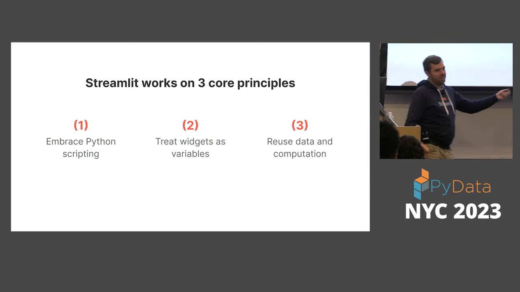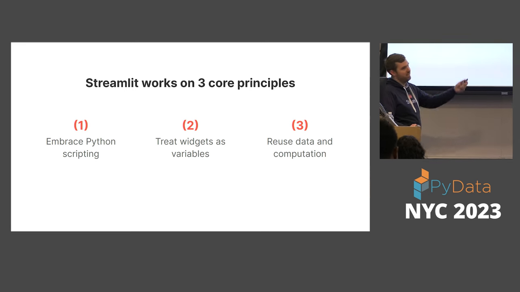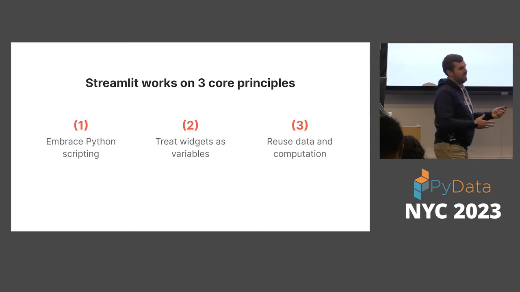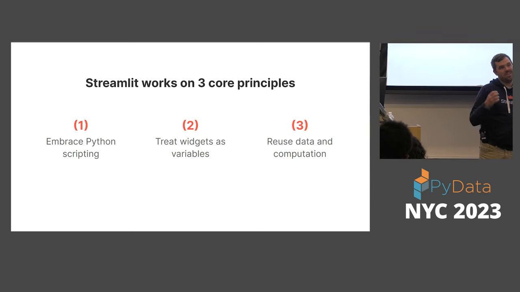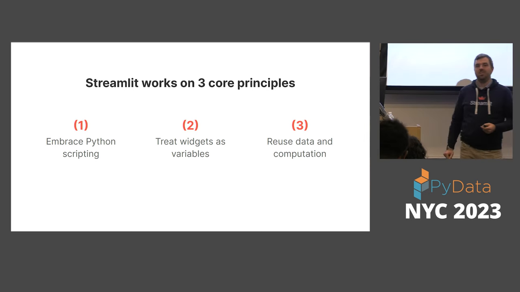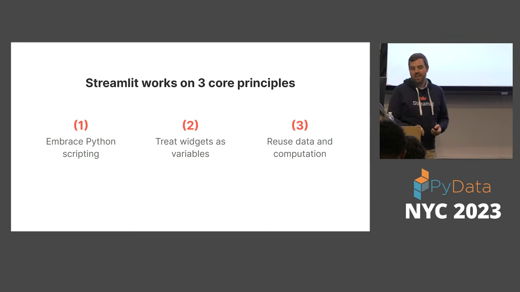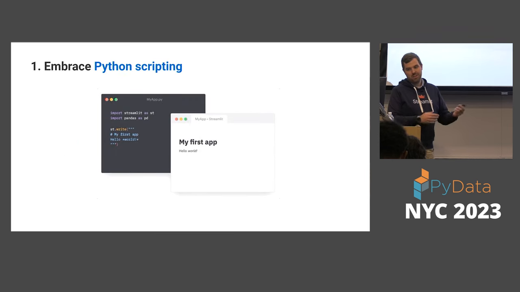Some of you are already thinking, oh, I don't want to rerun my app every time. Well, one of the things that is built in from the early ages of Streamlit is you can choose which parts you want to not rerun and to cache. So you can reuse those values over and over again and not have to do the expensive part.